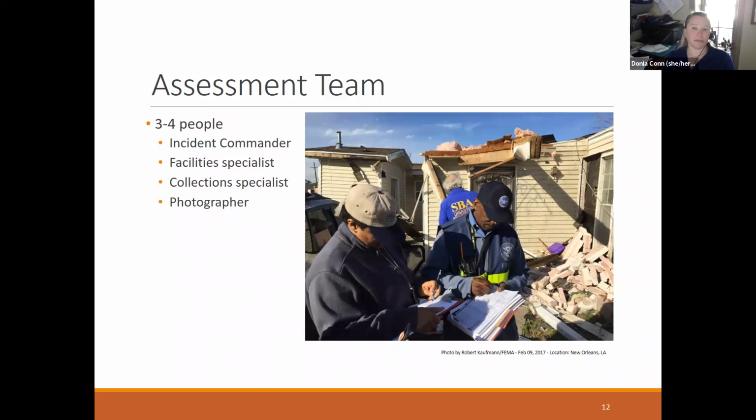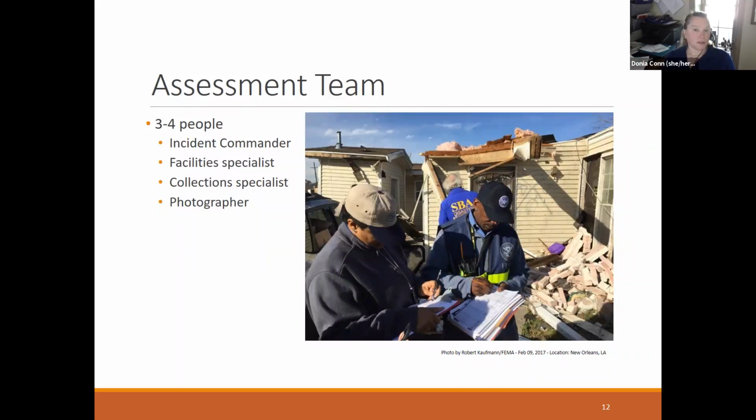You're going to have somebody who knows the collections. So this could be your curator. It could be the archivist. It could be one of the librarians. It depends on your institution. This is going to be the person who would probably be your operations specialist, but again, it depends on how you've got your incident command, your ICS team structured in the command structure.